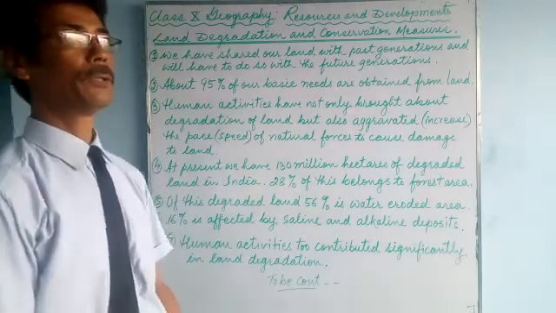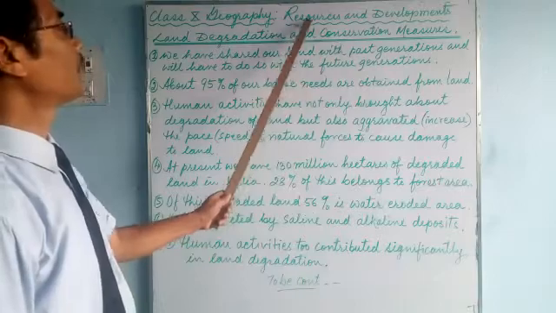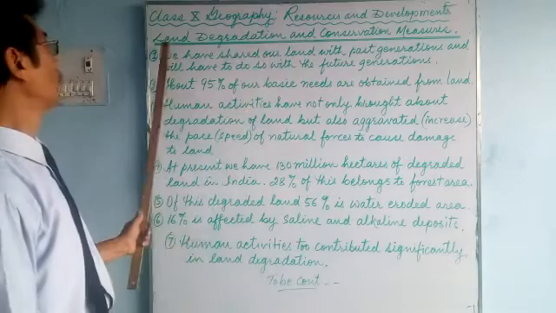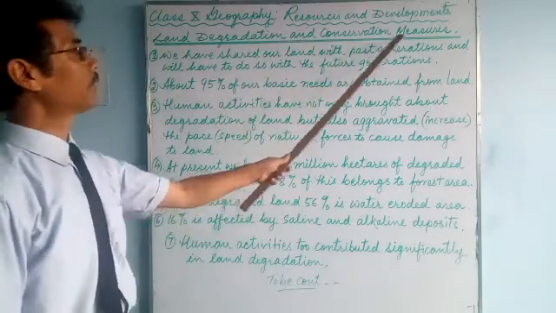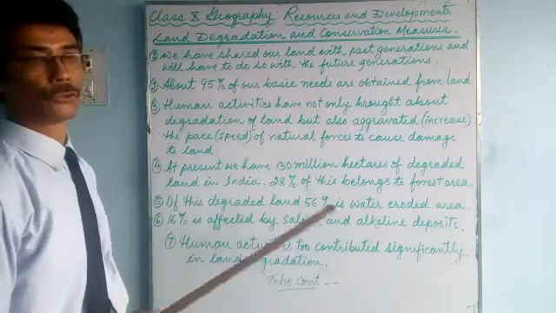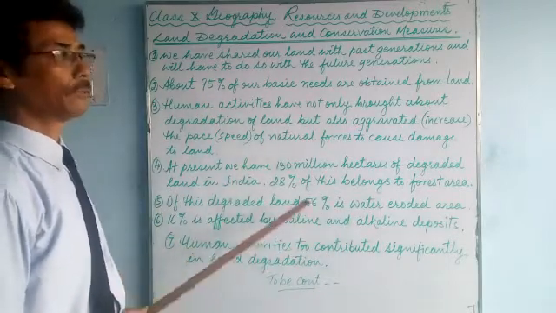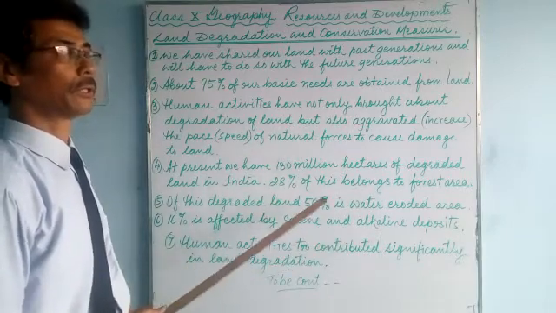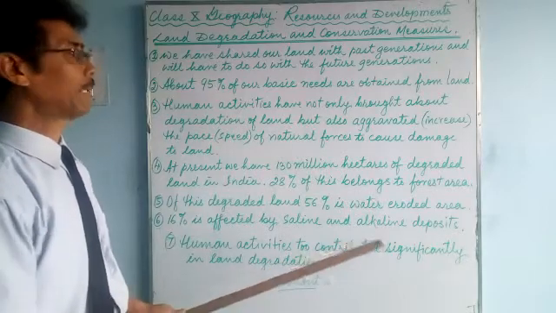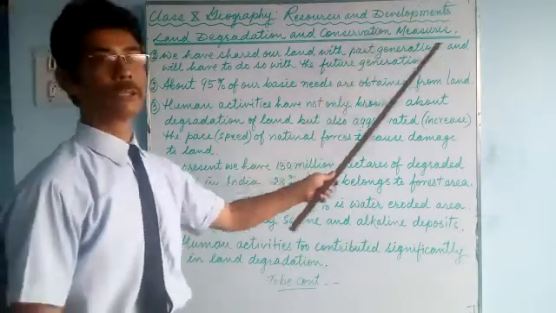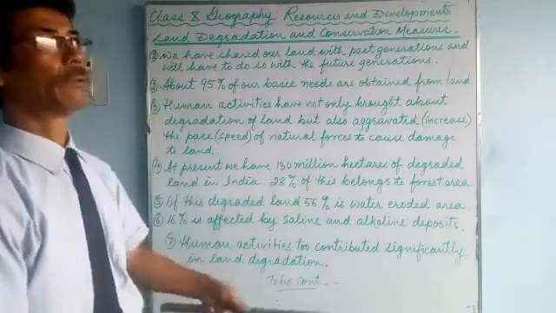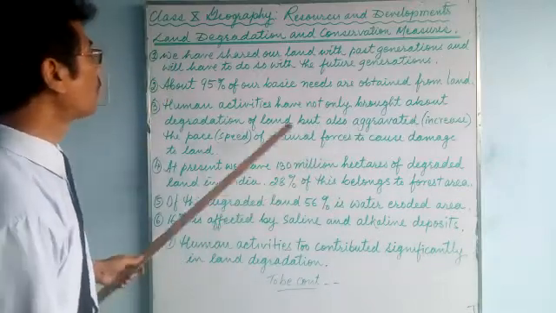So let's continue our geography, Resources and Development. Today we'll do land degradation and conservation measures. First we'll talk about land degradation: what are the factors, what causes land degradation, and what area of our country is degraded. Later on we'll talk about conservation methods and steps taken by our government and the people.